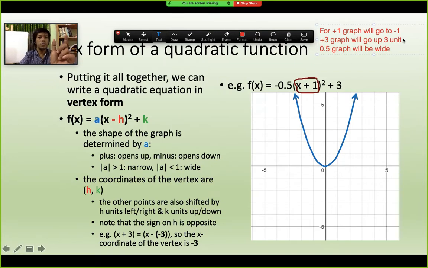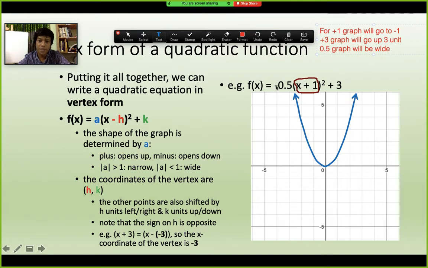Suppose this is our graph. Suppose this is the graph. For a number bigger than 1, the graph will be like this, more narrow. It will become more narrow, like that. So for the 0.5, it will be wide.